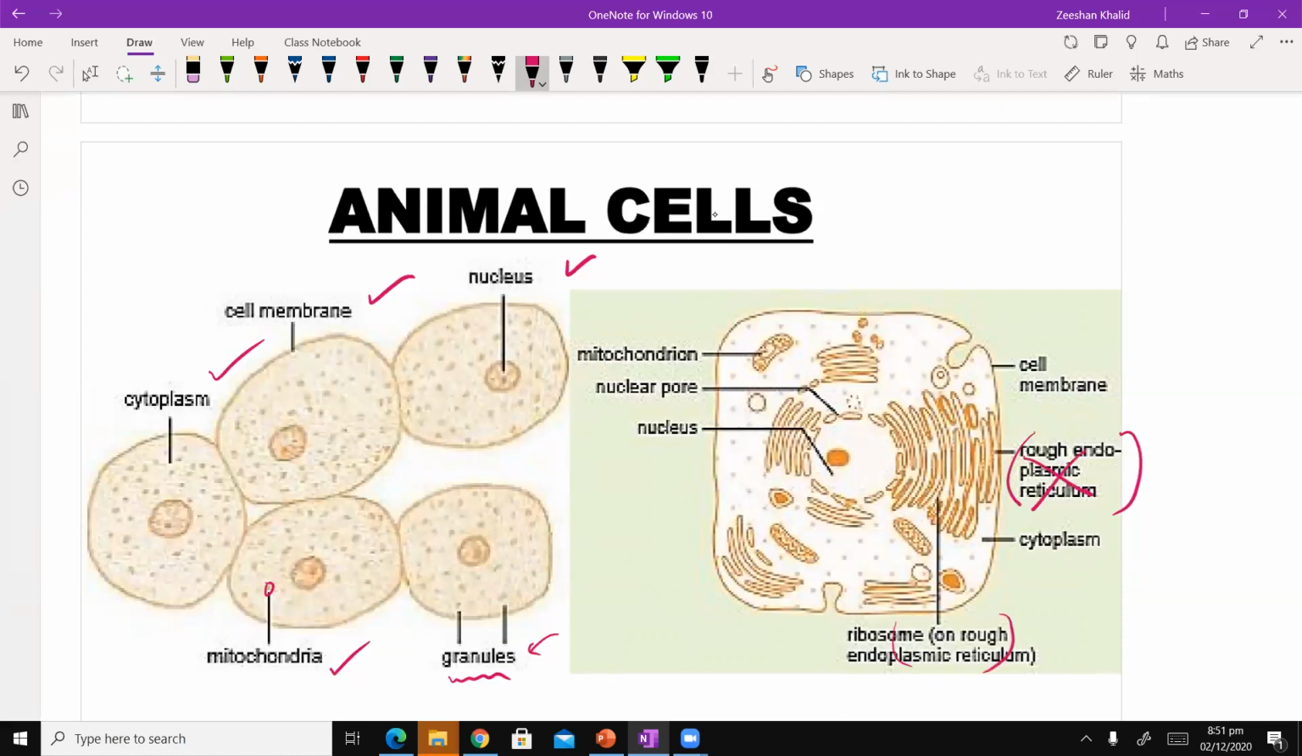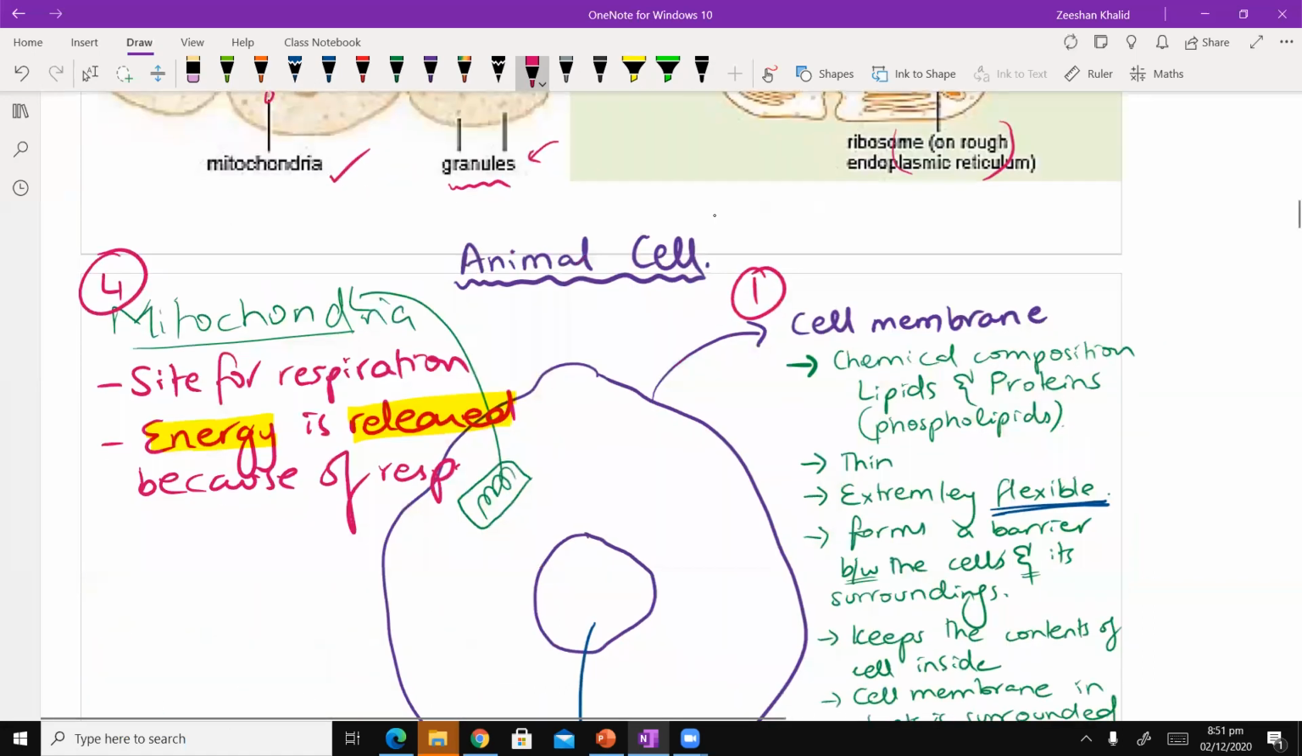Smooth endoplasmic reticulum and nuclear pores and all of that, you don't need to know this detail. The mitochondria, nucleus, cell membrane, and cytoplasm is sufficient. And by the way, when I'm saying that you don't need to know this, where am I taking this from? I'm taking this from your syllabus. Your syllabus categorically says what you need to know.